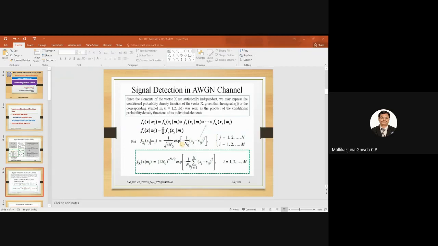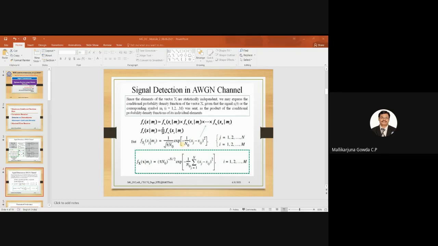With respect to the Gaussian probability density function, we found f of xj given mi is equal to 1 by root of pi N0, e to the power of minus 1 by N0 times (xj minus sij) whole squared, where j can vary from 1 to n and i can vary from 1 to M, right? After substituting this value in the above equation, I got this one, which I express as (pi N0) to the power of minus n by 2, e to the power of this function.